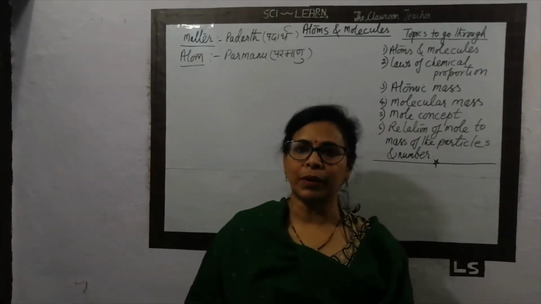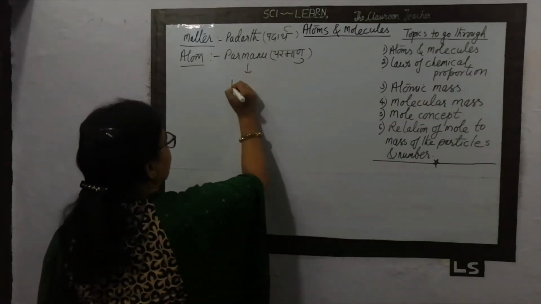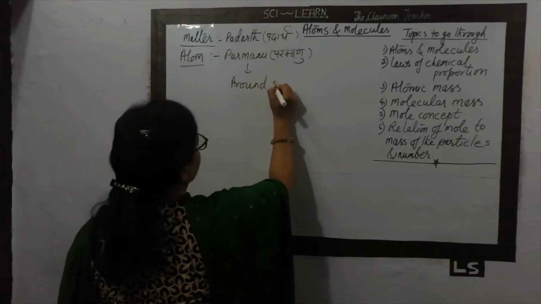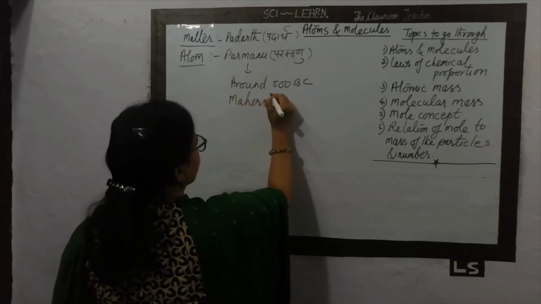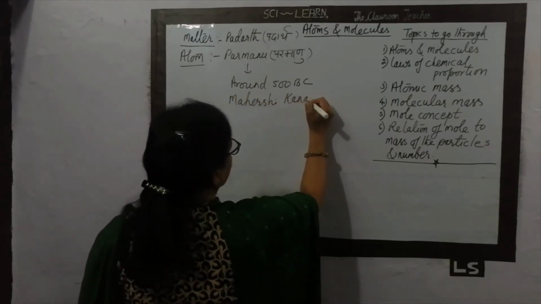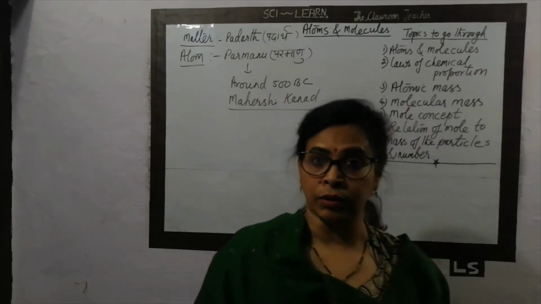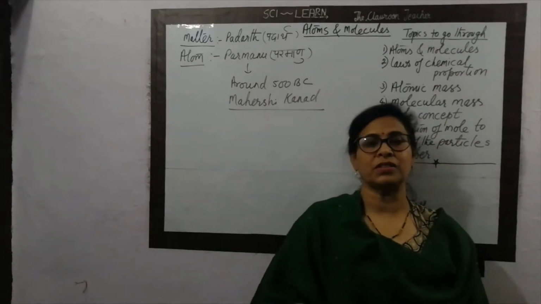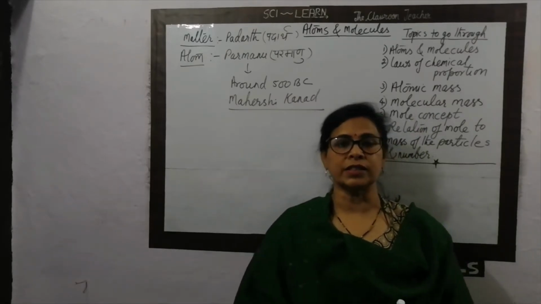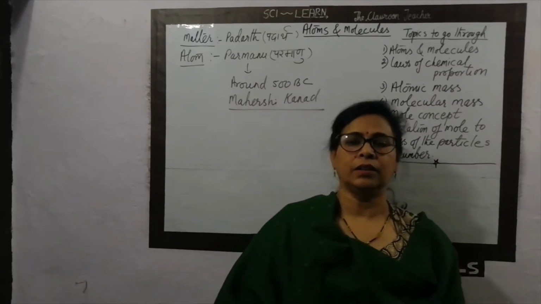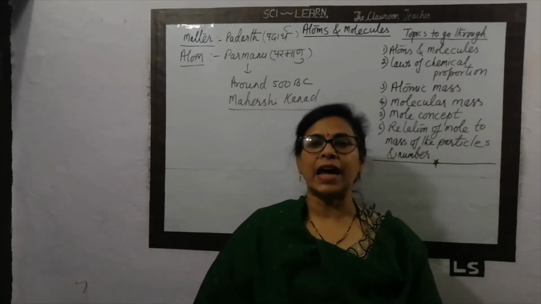Parmanu is a term given by Maharishi Kannad around 500 BC. Maharishi Kannad gave this term Parmanu, and further all the contribution to modern chemistry we must give in the name of Dalton. That is, the atom was first discovered by Dalton only. But before Dalton in India, this atom was discovered by the name of Parmanu, given by Maharishi Kannad.